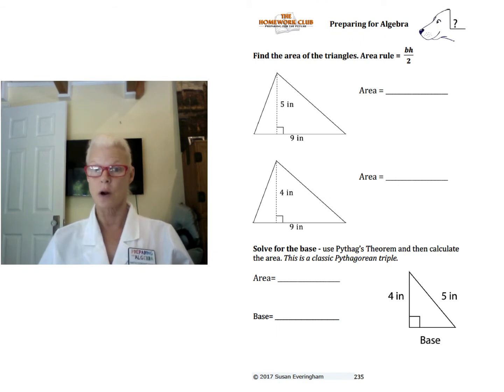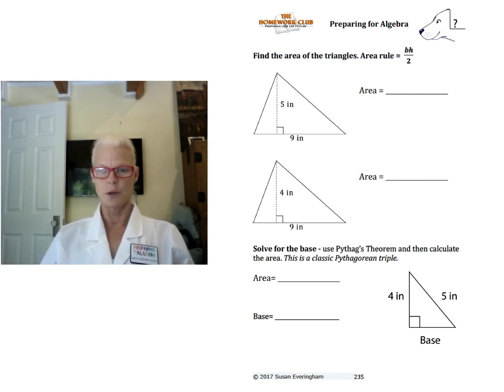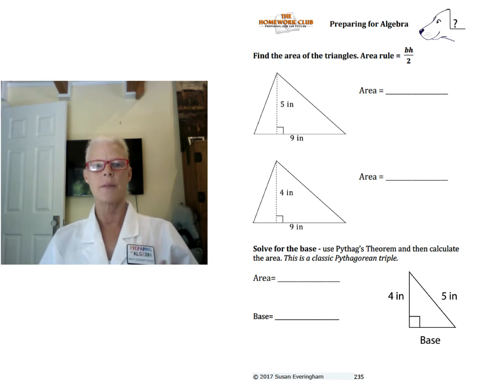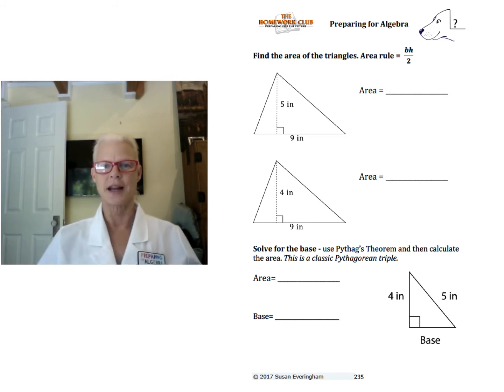Triangles are half a square, generally speaking. Okay, solve for the base, use the Pythagorean theorem, and then calculate the area. This is a classic Pythagorean triple. If you remember, I mentioned it a couple pages ago. So we're always trying to think about what we've learned already and apply it today. Okay, so we'll go into circles next. Good luck.